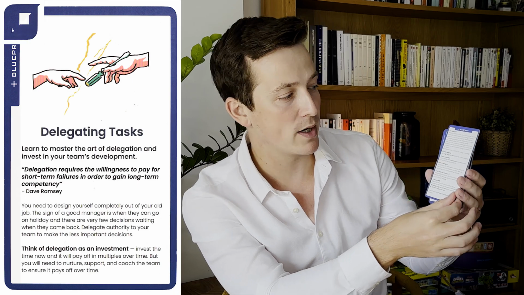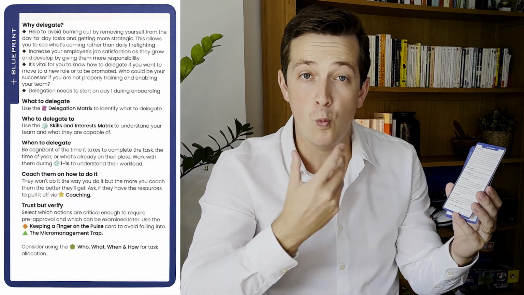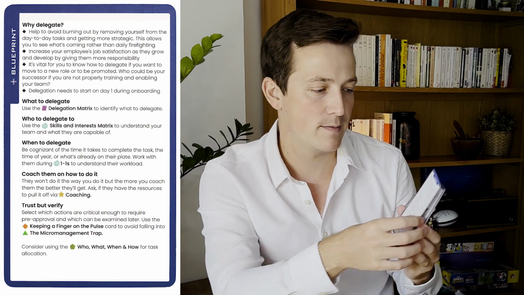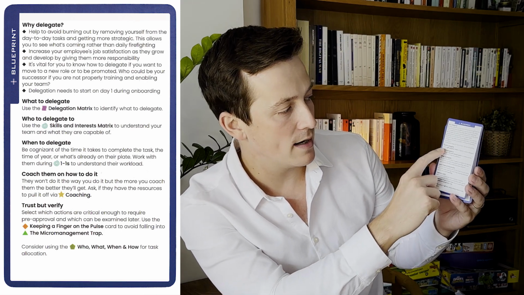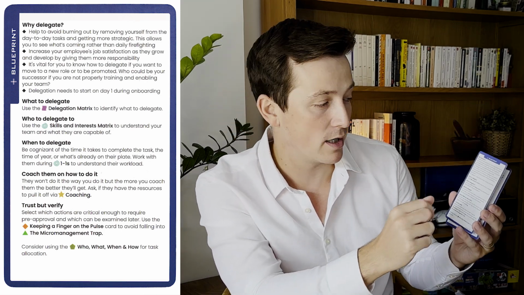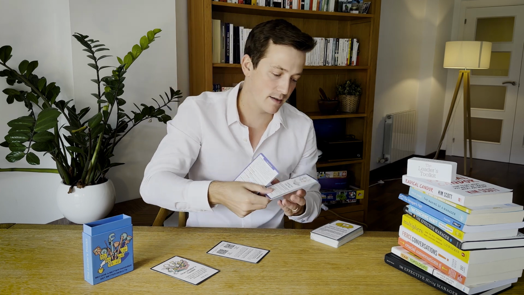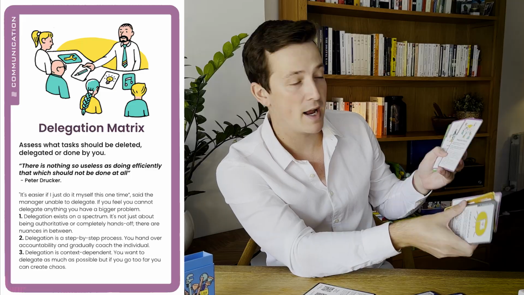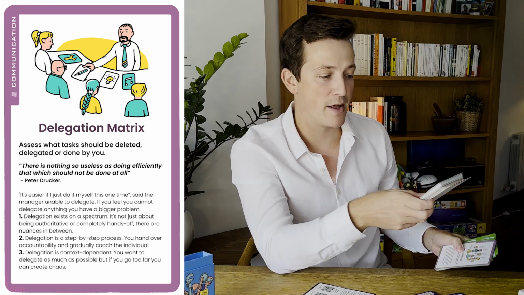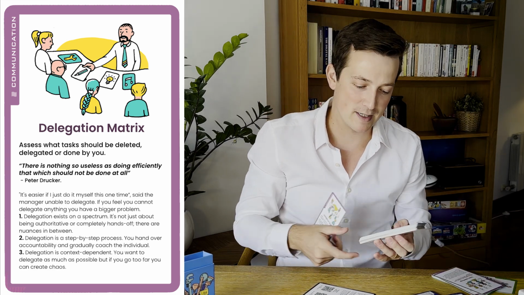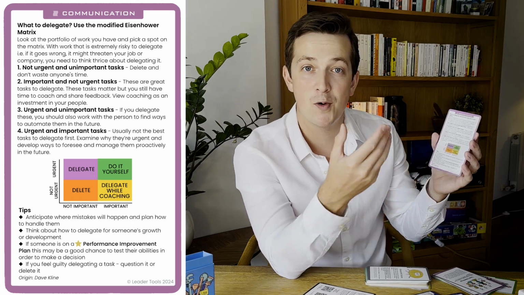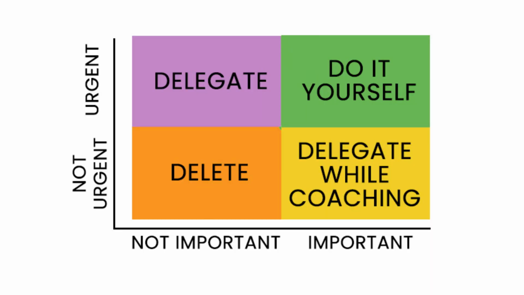Delegating task blueprint card covers why delegate, what to delegate, who to delegate to, and when to delegate. We can see here that it's linked to the communication card and what to delegate. So we follow to the communication card and we have the delegation matrix. Now, the delegation matrix, we can simply see who to delegate to, when to delegate, what to delegate, and why to delegate.